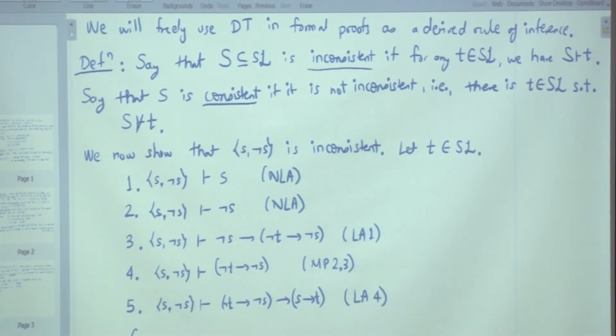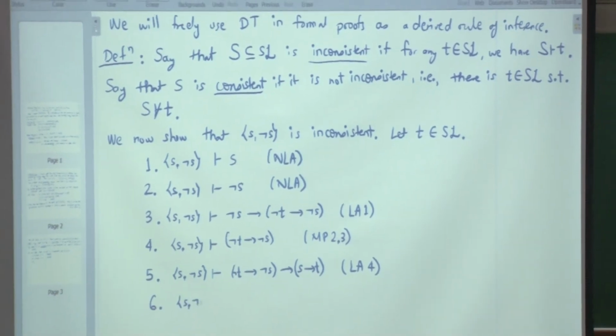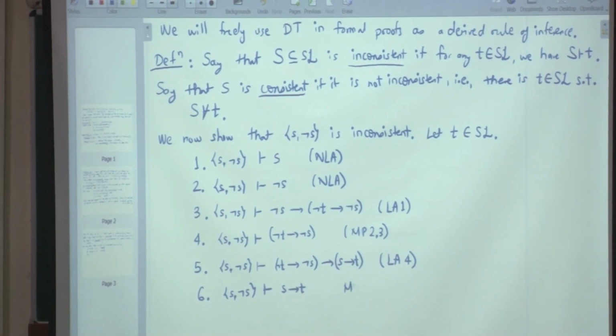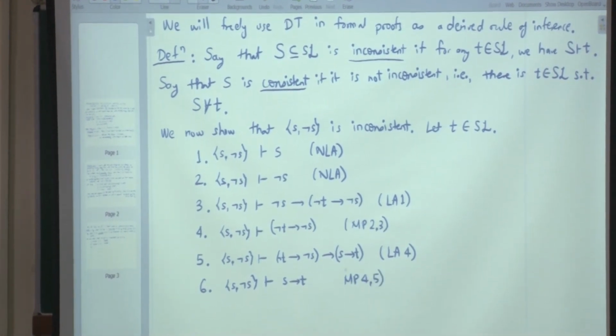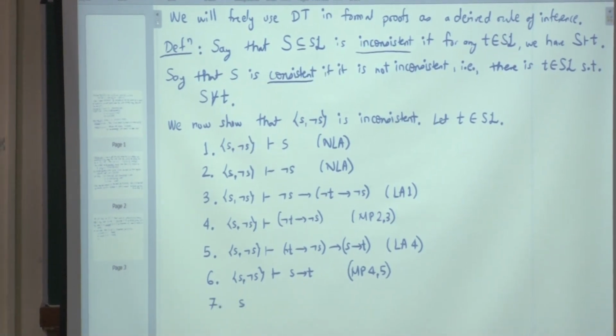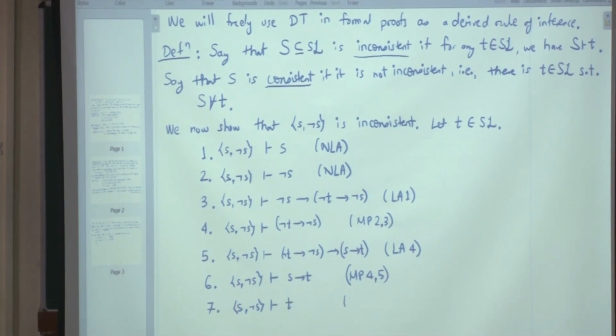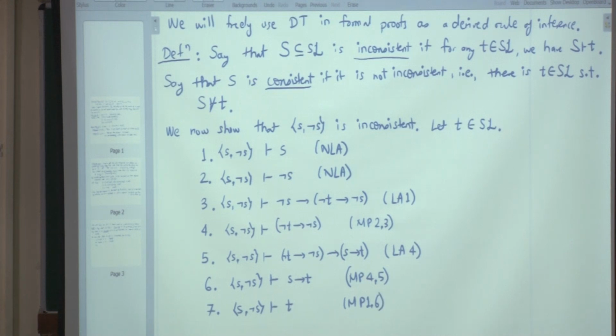And after that I can use MP. Okay, and then I will conclude S implies T by using MP 4, 5. And finally, I can conclude T by using MP 1, 6. Okay, so we indeed proved any T from S and negation S. Just a rewrite of this is lemma 2.